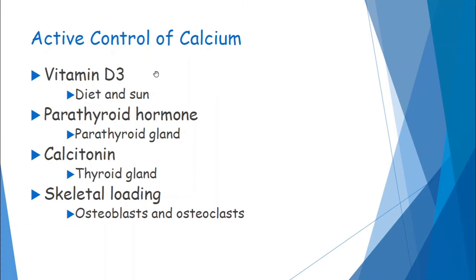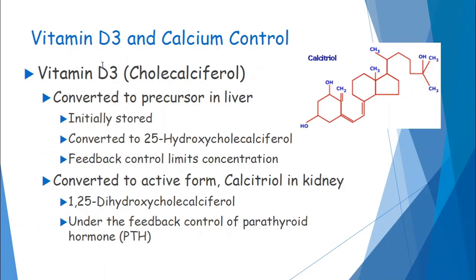So the active control of calcium must include vitamin D3, which can be acquired through diet and through the sun. As we all know, vitamin D is the sunshine vitamin. It is synthesized with the help of sunlight. And parathyroid hormone can also affect calcium control, as can calcitonin and also skeletal loading in bones. So next is vitamin D3 and its calcium control.